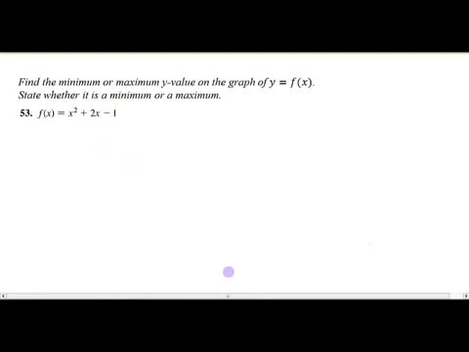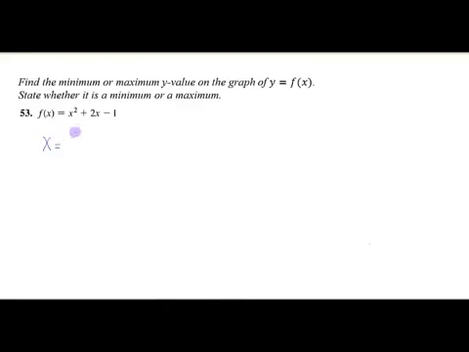Let's find the minimum or maximum y value on the graph of y equals f of x, and we'll be sure to state whether it is a minimum or a maximum. So first, when we are asked about a minimum or maximum y value, they're really asking us for the y part of the vertex. So we need to find the vertex. We just need the y part, but in order to get the y part, we have to get the x part. So let's start there.